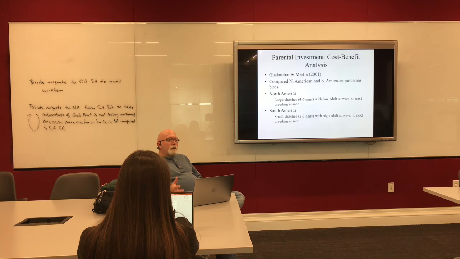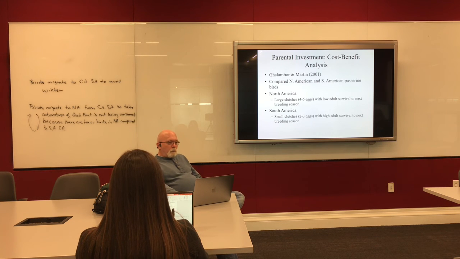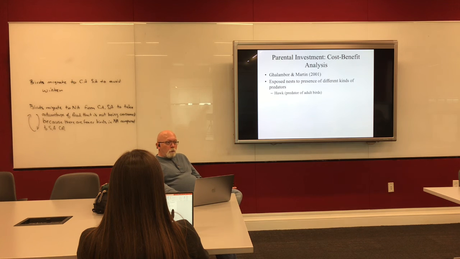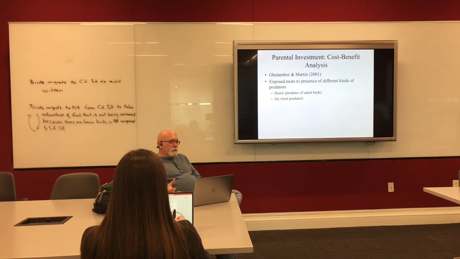Well, as it turns out, this might also have to do with predation pressures. So these people, Gallenbohr and Martin, looked at different kinds of predators. And they exposed nests in both South American species and North American species to different kinds of predators. Hawks are generally predators on adult birds, and jays are predators on nests. So jays are smaller, they have weaker beaks, weaker feet. They tend to prey on nests. Hawks prey on the adult birds.